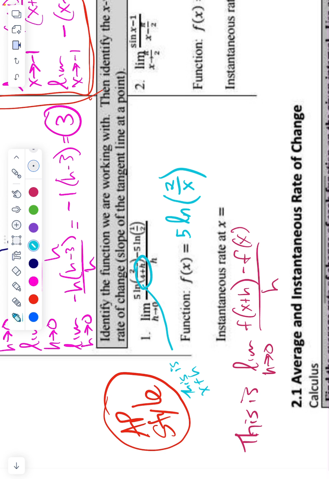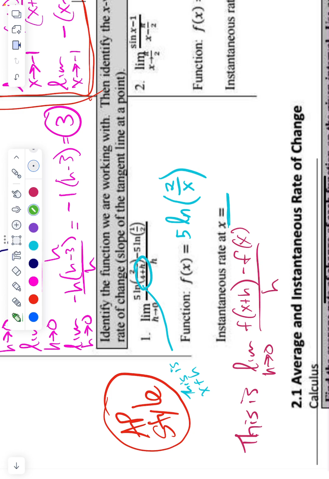So where are we looking to evaluate this derivative or this instantaneous rate of change? At 4. There's two ways you can see that. This 4 right here is x plus h. It's the x of x plus h. But also in the second piece, f of x, it says 1/2. Right here.